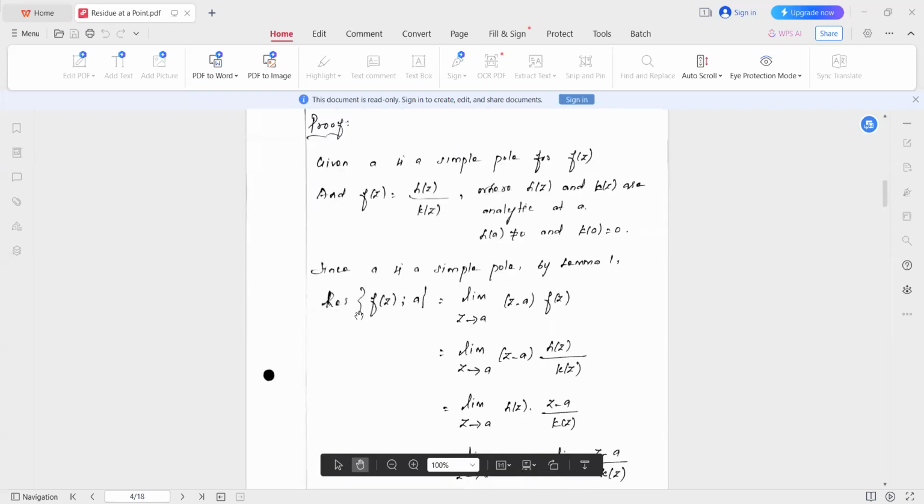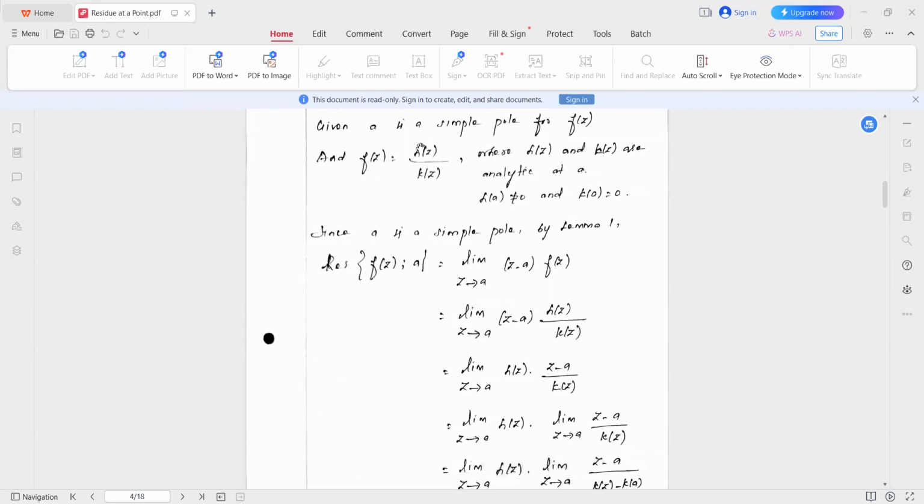So given that A is a simple pole and f of z is of the form h of z by k of z. Since A is a simple pole, by lemma 1 we have the residue of f of z at the point A is equal to the limit as z tends to a of z minus a into f of z. In the place of f of z, we substitute h of z by k of z. Then we merge z minus a into k of z as one term and h of z as another term. So this will become h of z into z minus a by k of z.